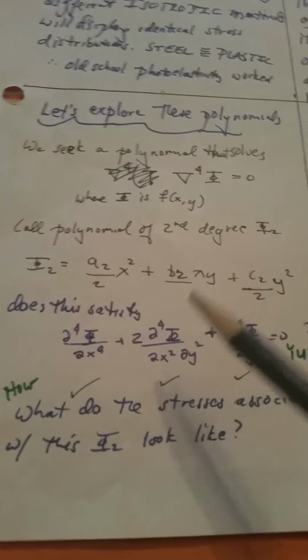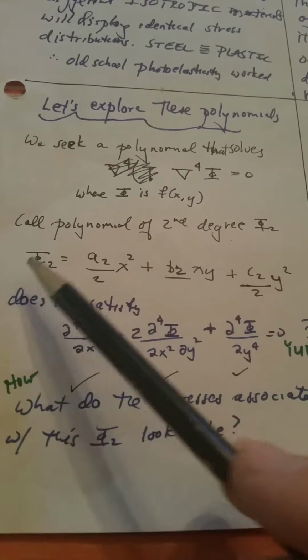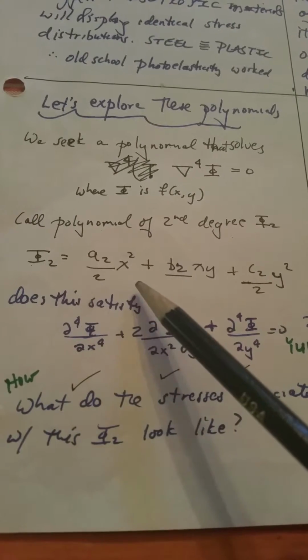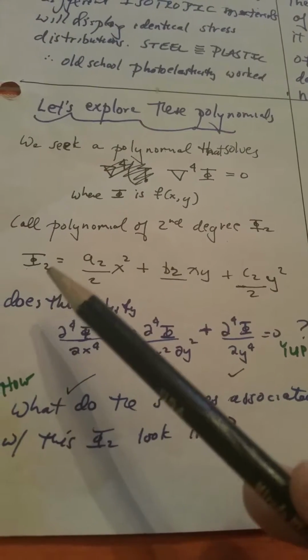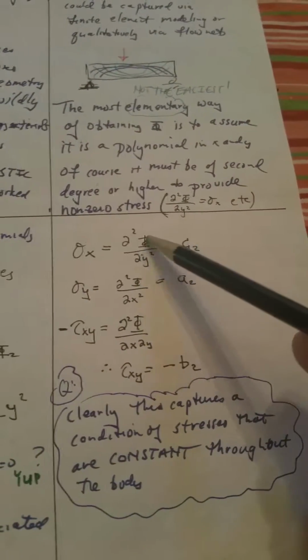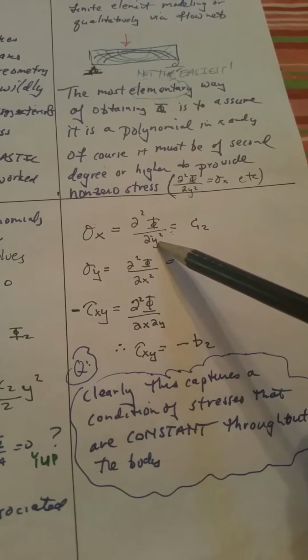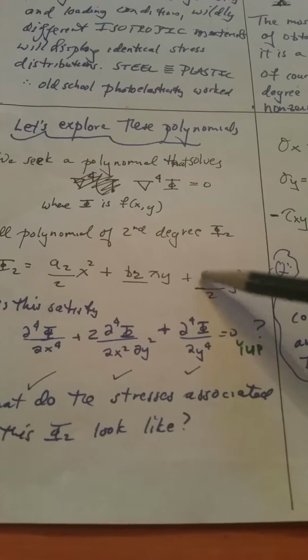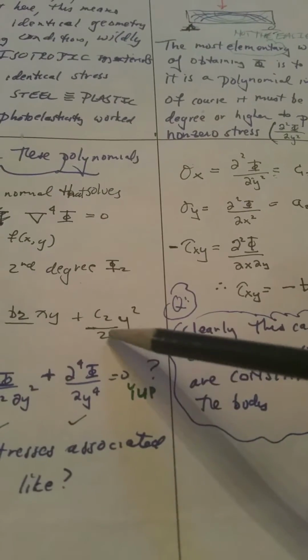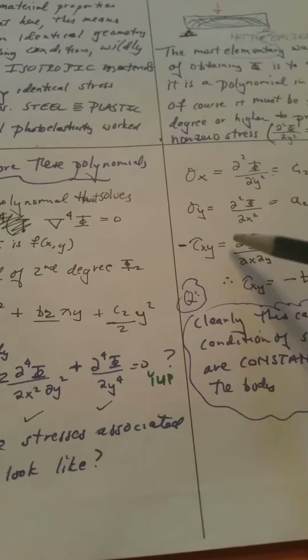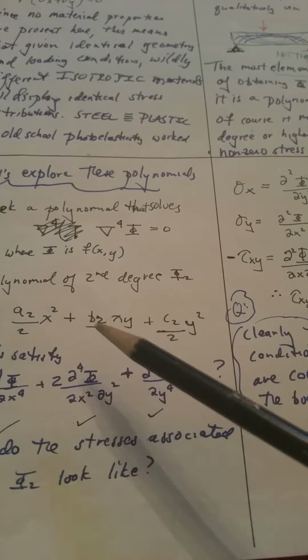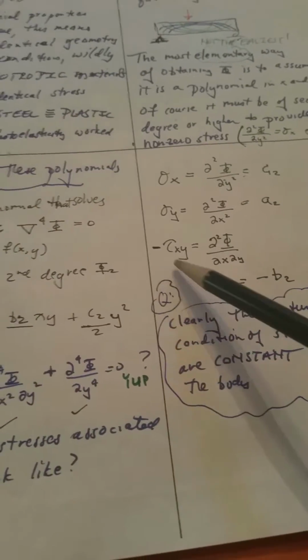But what kind of stresses are associated with this phi? So let me repeat that. What kind of stresses are associated with this phi? And the answer is that we can find this mathematically. So the x stress is that phi differentiated twice with respect to y. If we do that, we get constant c2. And now I think you could see y divided by 2. If we take that phi and differentiate it twice with respect to x, we'll get a2, a constant. And if we differentiate it once with respect to x and once with respect to y, we get the negative shear stress. And that negative shear stress is negative b2.